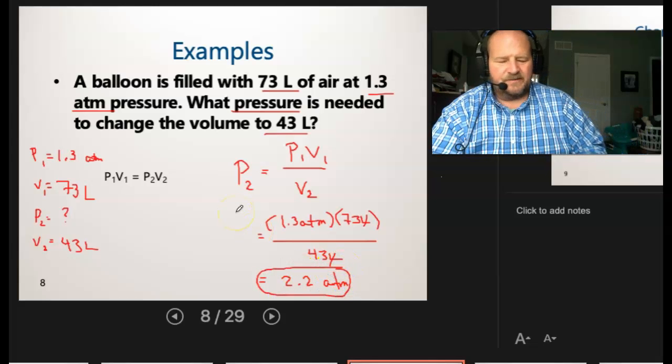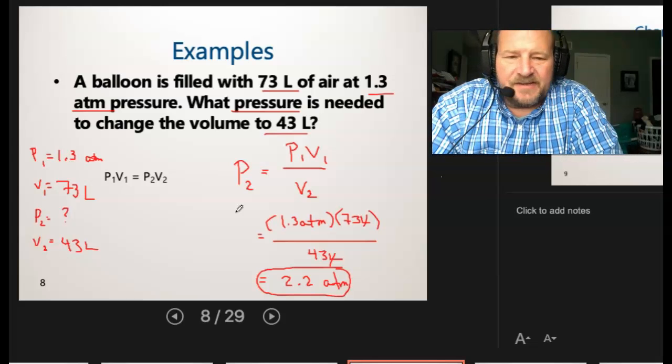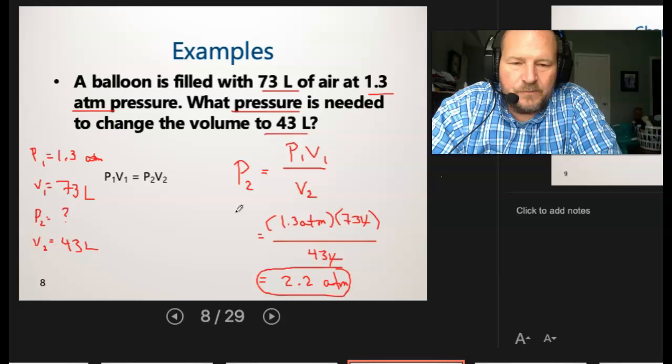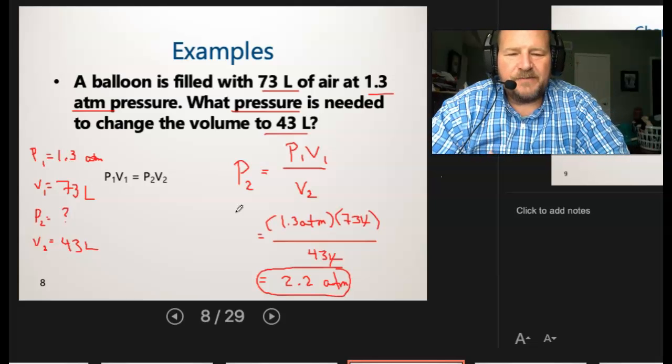The other thing we can look at with these problems, this is what's nice about gas laws, is that we can see that our volume decreased. Now we know that these have to be inversely related. So if the volume went down, we would expect the pressure to go up. And so did our pressure go up? It did. It went from 1.3 atmospheres to 2.2 atmospheres. So again, gives us a little bit of feeling of, yay, we did this right.